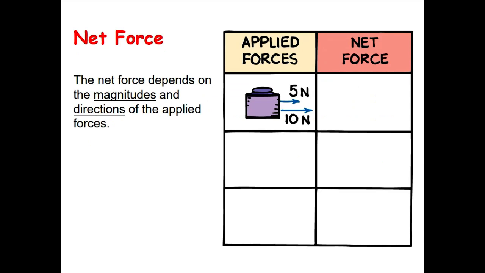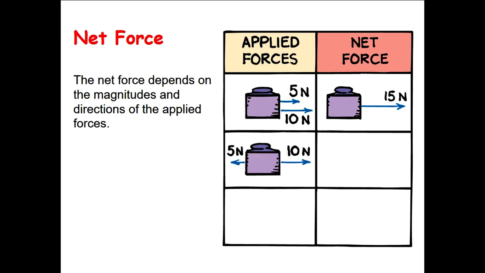Let's take an example. If you look at this picture, there are two forces acting on an object, both forces to the right, that's the direction, and the magnitudes are 5 Newton and 10 Newton. The question is, what is the net force? The net force can be found by adding the two forces because they are in the same direction. So the net force is 15 Newton in the same direction as the two forces.